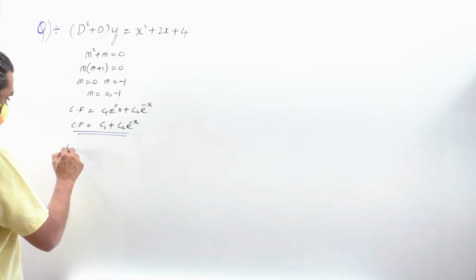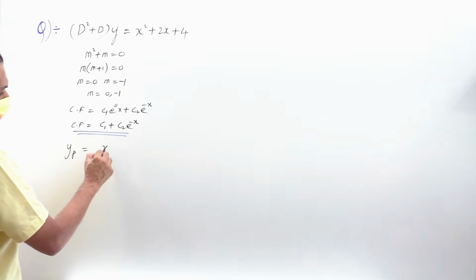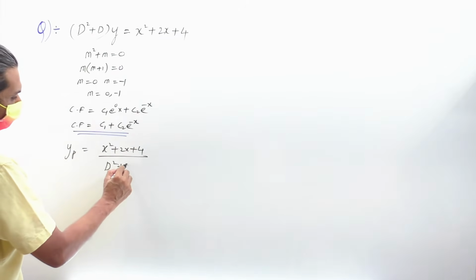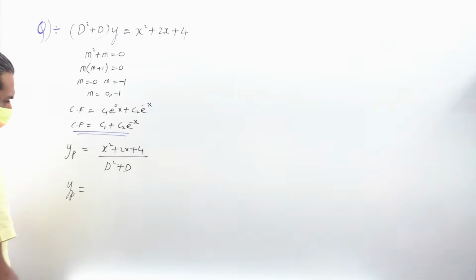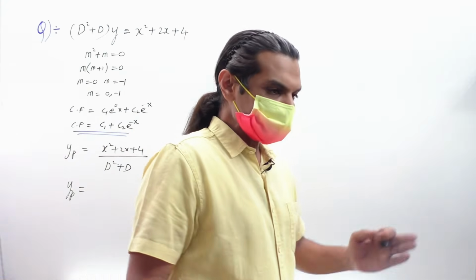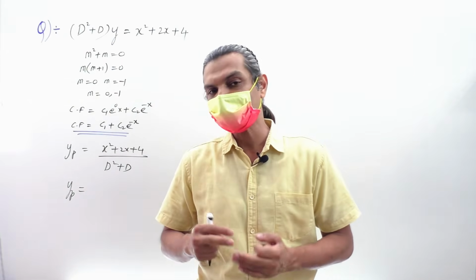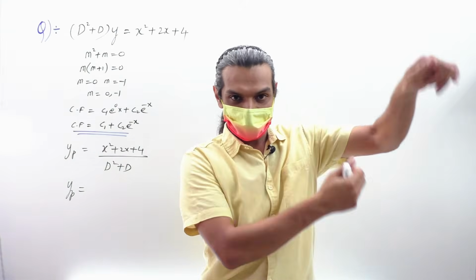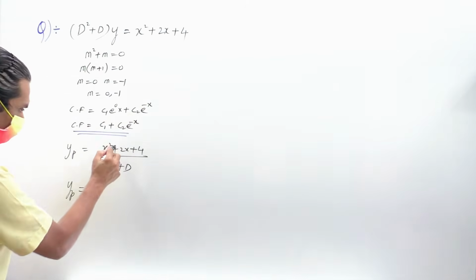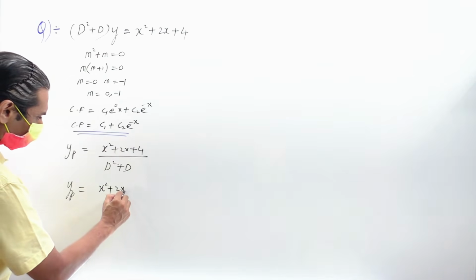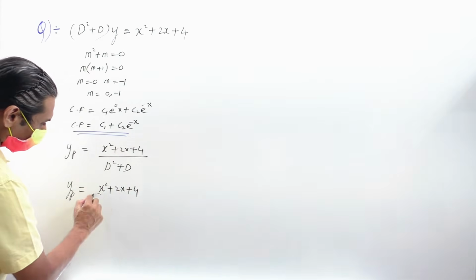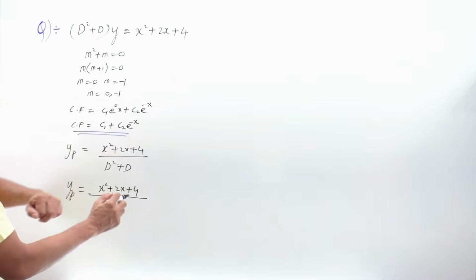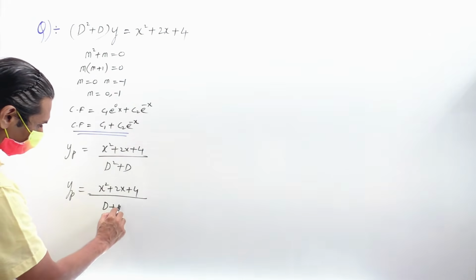Okay. So, we have yp is equal to x square plus 2x plus 4 whole divided by d square plus d. Now, I will rewrite this, since we are doing the long division method, with the numerator in descending order, big to small, and the denominator in ascending order, small to big. The numerator is as usual correct: x square plus 2x plus 4. But for the denominator, d square and d, d will come first, there is no constant, plus d square.